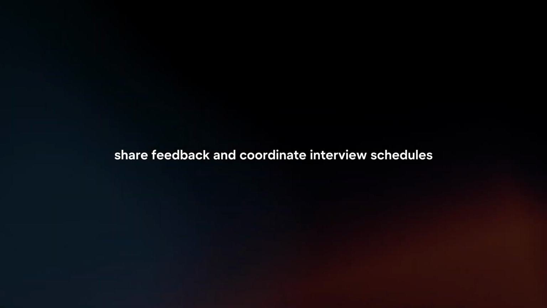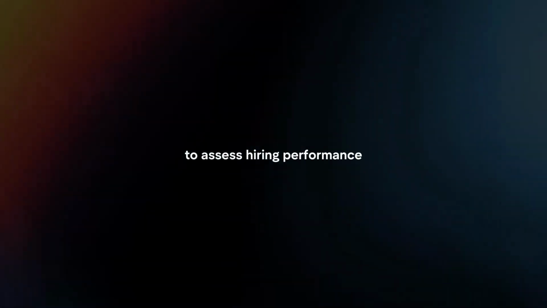Collaborate and communicate. Encourage collaboration among hiring team members by using comments and mentions on cards to discuss candidate progress, share feedback, and coordinate interview schedules. Monitor recruitment metrics. Regularly review boards and recruitment metrics to assess hiring performance, identify bottlenecks, and make data-driven decisions to improve the recruitment process and candidate experience.